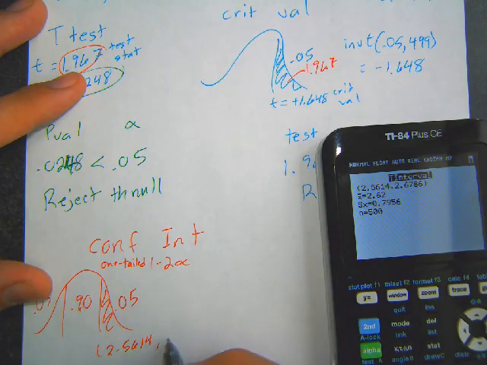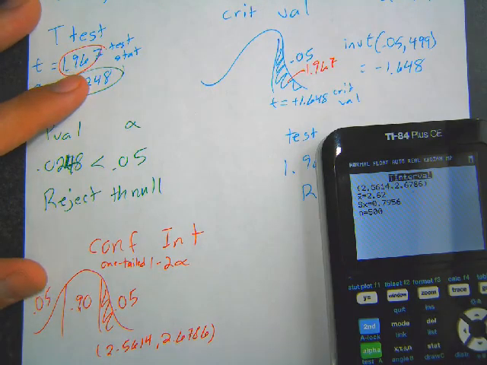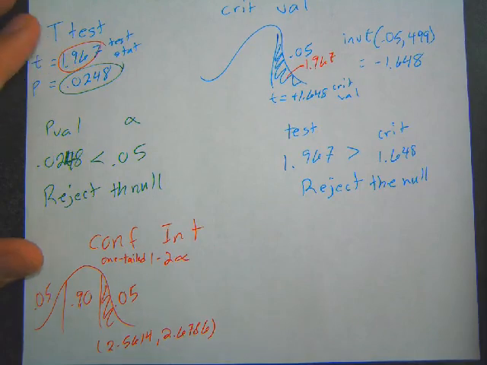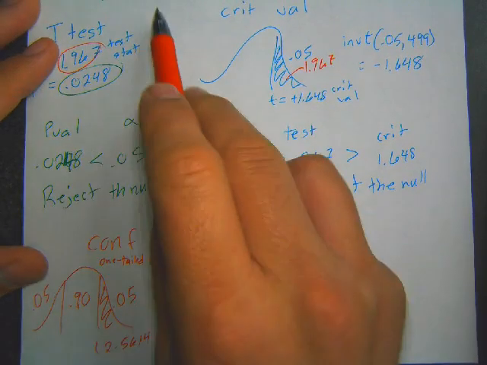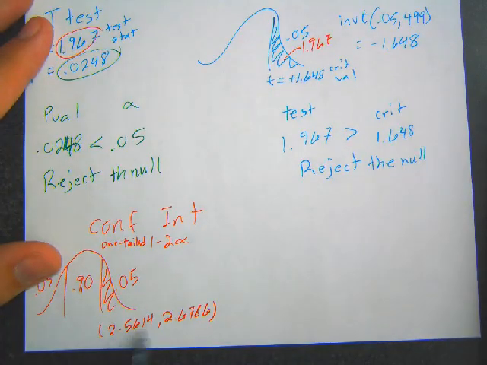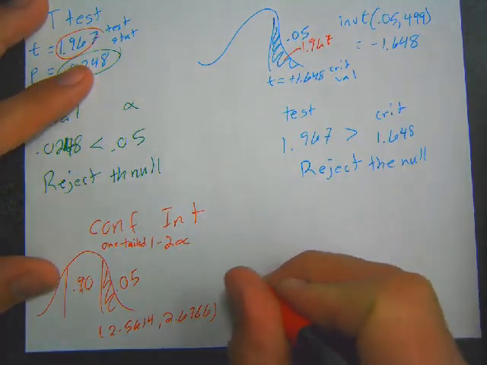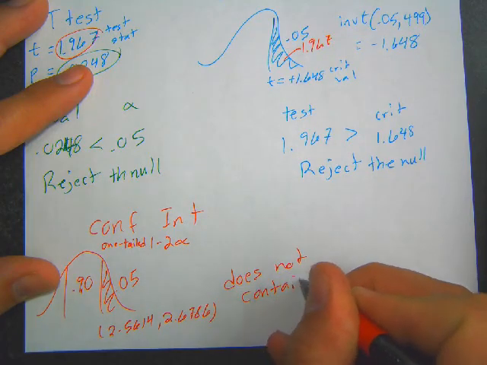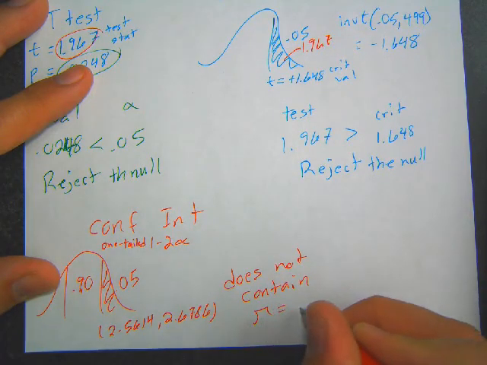So here we have 2.5614 to 2.6786. That is their confidence interval. So it's only that far apart. And since the number that we claimed is 2.55, that's our number we claimed, 2.55, which is below, right, out of there. So it does not contain the mean of 2.55.